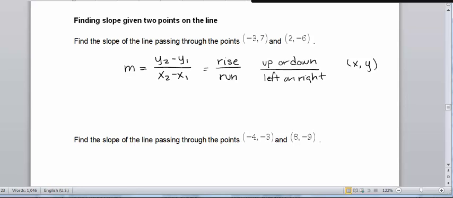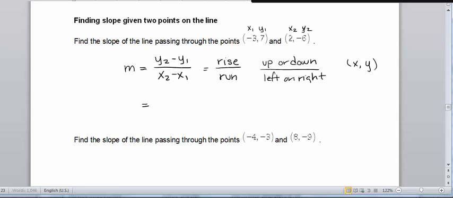So here are my 2 points. I have -3 and 7. And so I'm just going to remind myself, I'm going to call that my first point. So that has an x and a y, but I'm going to call that x1, y1. And my second point, I'm just going to call x2, y2. Okay? And so there we have it. So now we can just plug into our formula.